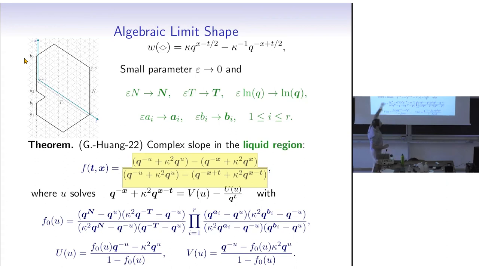R is the number of these vertical segments on the left. So in this picture, R is equal to two, but it can be allowed to be any integer, whatever you like. Yeah, you can do it. Only algebraicity will kind of disappear, right? So this product, you can take a logarithm of this product and then re-expand, and this will have a well-defined limit.